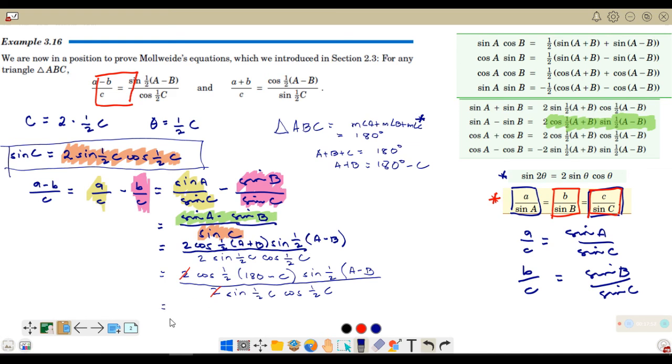Tuloy natin yung solution. This time, distribute natin si 1/2 to both of them. We have cosine of 1/2 times 180 is 90, right? 90 minus 1/2 of C. As is tayo dito, we have sine 1/2 of A minus B. For the denominator, hindi na siya kasya. Pagkasyahin natin siya.